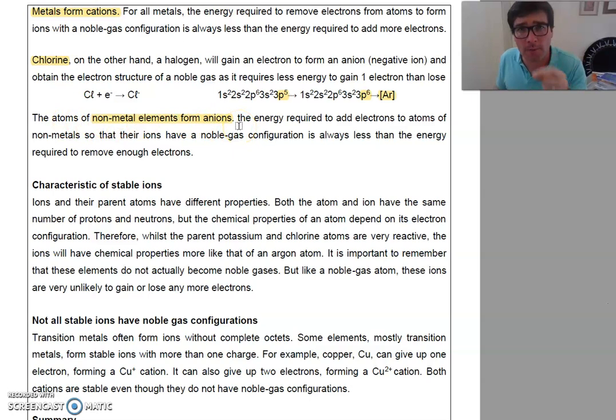Okay, why do non-metals form anions? Because it requires less energy to add electrons to non-metals to have a noble gas configuration than losing a lot of electrons. Chlorine will have to lose 7 electrons to gain a noble gas configuration, which is much more difficult than just gaining 1. And in the case of potassium, it only needs to lose 1 instead of gaining 7.